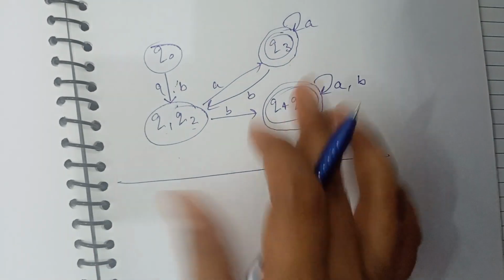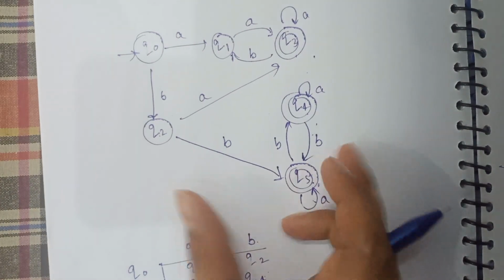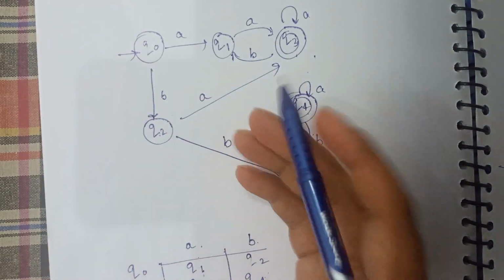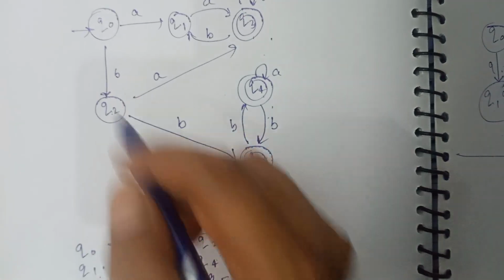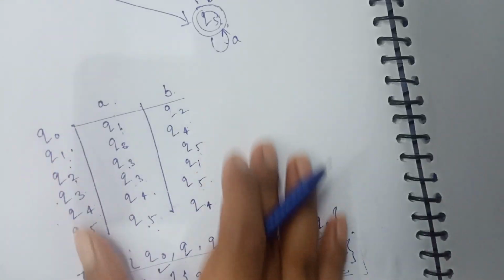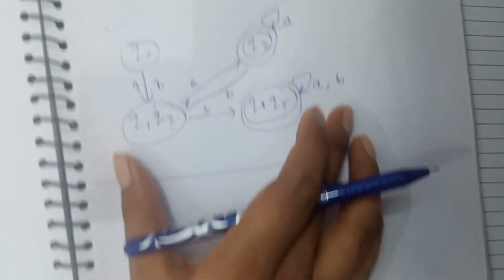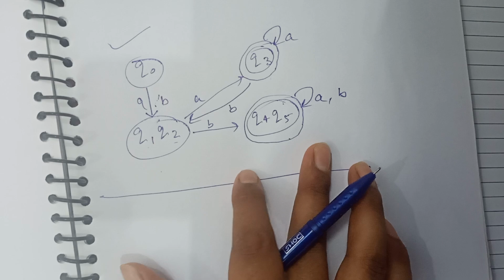So this is our minimized DFA. When we look at this figure and then at the other figure, this is the more complex one. Whenever a question is given, it will be given this way: this is the DFA, and by the process of minimization you have to convert it into a minimized DFA. By applying this process of minimization, we have got a more concise DFA.